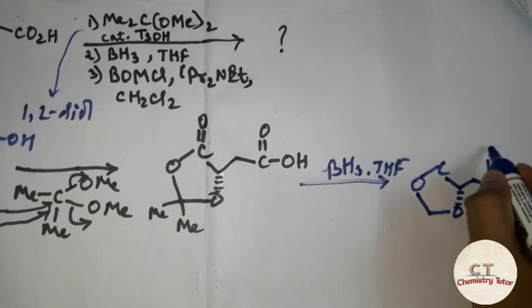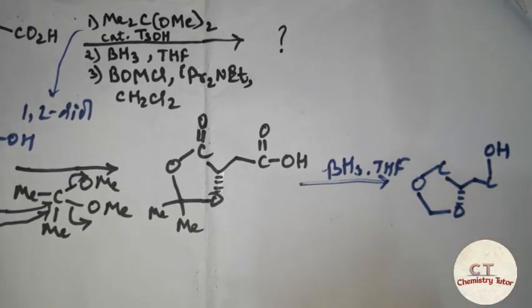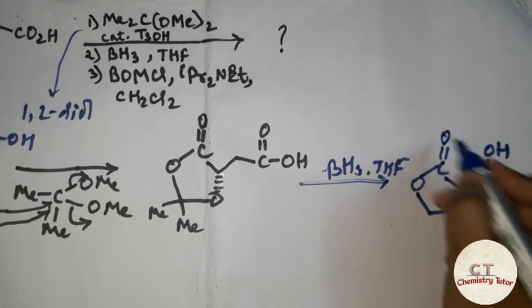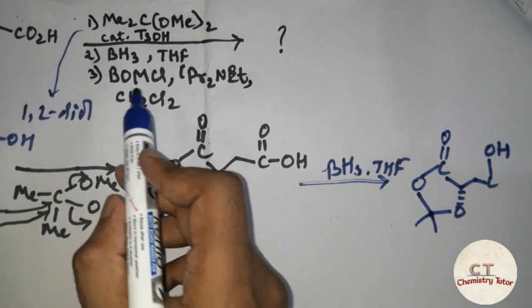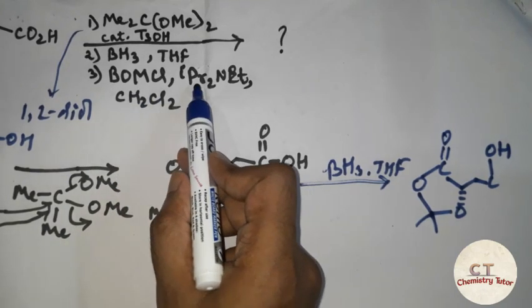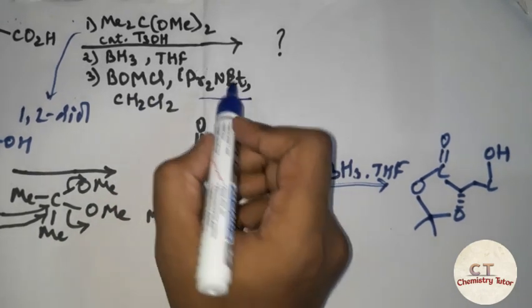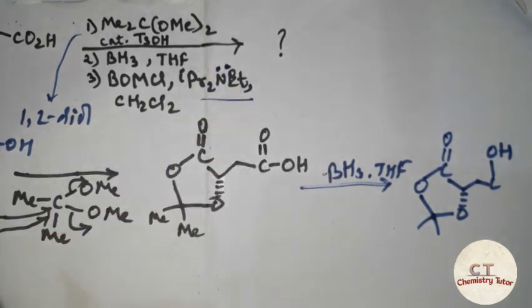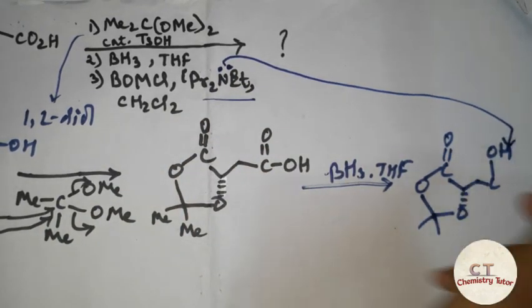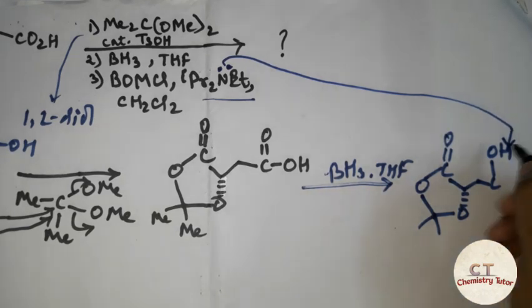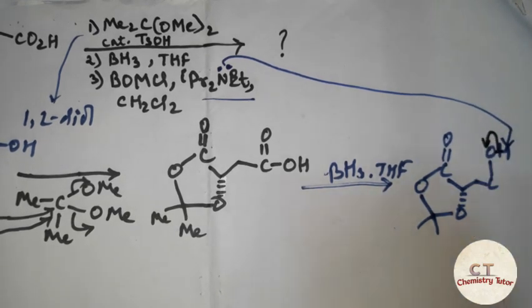So we get the product as, it will reduce it to alcohol, and there is a C double bond O, 2 methyl groups are here. Further, in the third step, we have been given iPr2NEt. It is a base, so it is going to abstract this proton, and a negative charge will be generated on the oxygen.